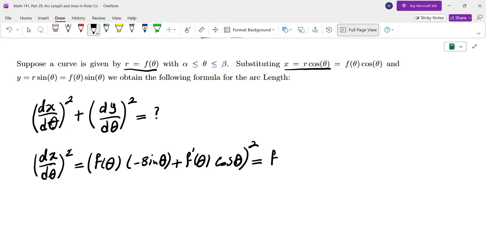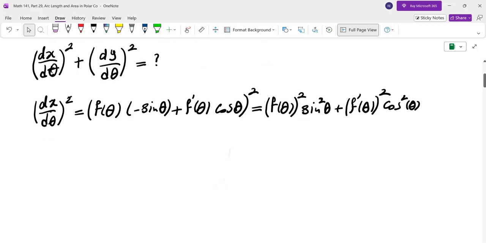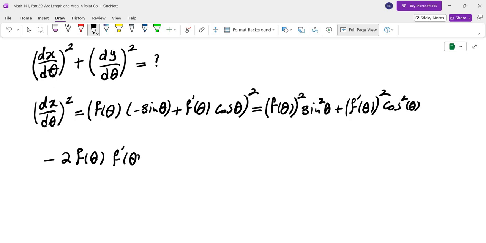So the first term gives us f of theta squared times sine squared of theta, plus f prime of theta squared times cosine squared of theta. And then we have a 2ab from that term, and the 2ab is minus 2 f of theta, f prime of theta, sine of theta, and then cosine of theta.